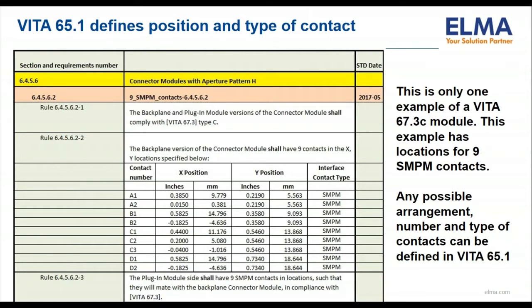It is important to note that these locations are only given for the backplane module. The module designer determines these locations based on his daughter card contact requirements. Thereafter, designers using a defined VITA 67.3 module must derive the daughter card locations from the XY coordinates given for the backplane contact locations shown in the VITA 65.1 table.